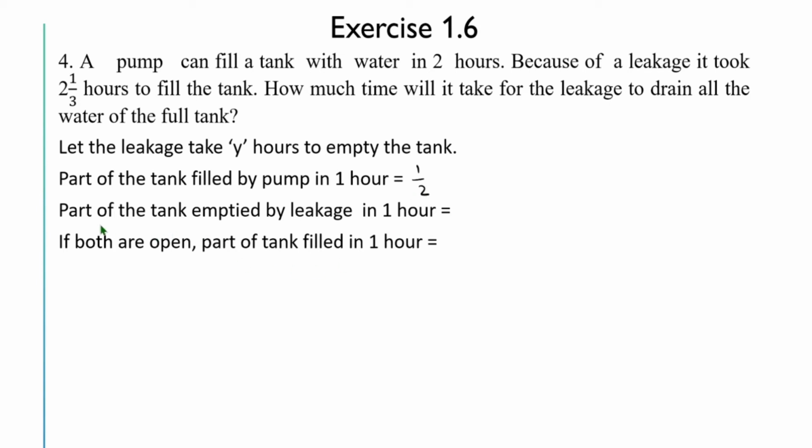Then the part of the tank emptied by the leakage in 1 hour will be 1/y, because we have taken it will take y hours to empty the tank. If both are open, then the part of the tank filled in 1 hour is equal to, it is given as 2 1/3 hours to fill the tank. So the part that will be filled in 1 hour will be equal to 1 divided by 2 1/3. That is equal to 1/(7/3), or it is equal to 3/7.